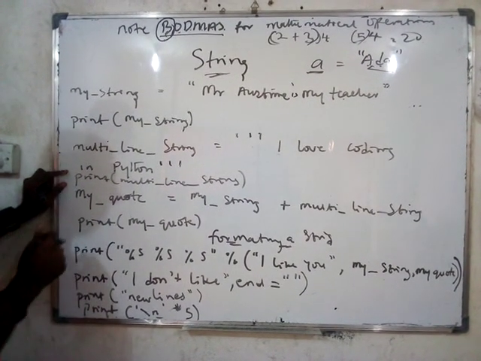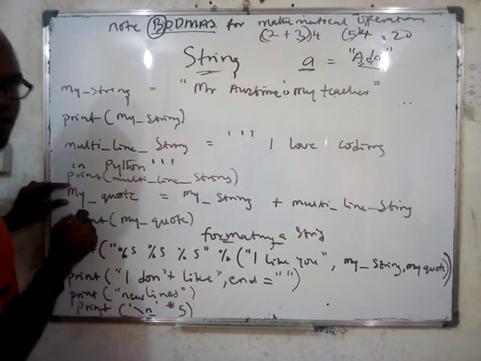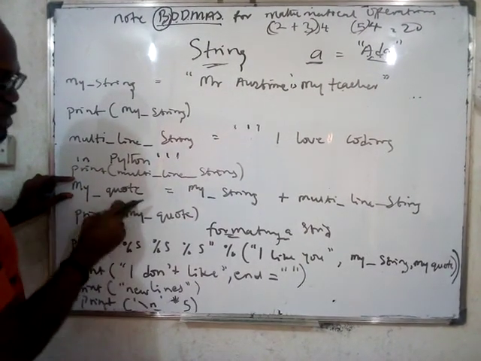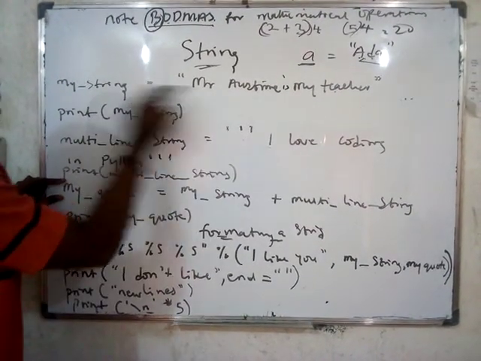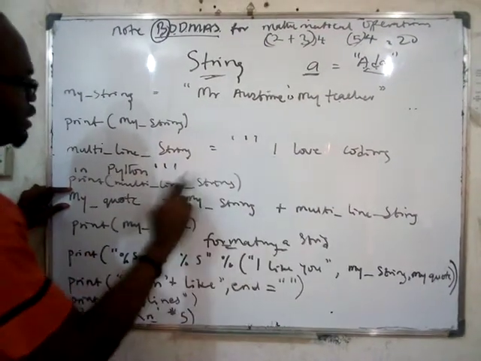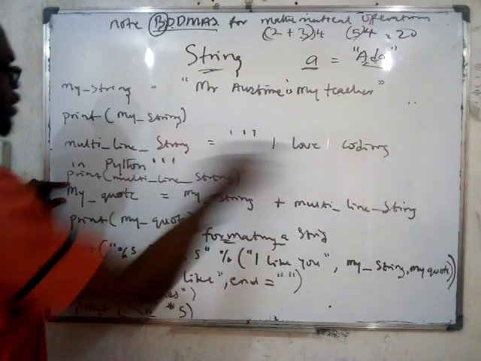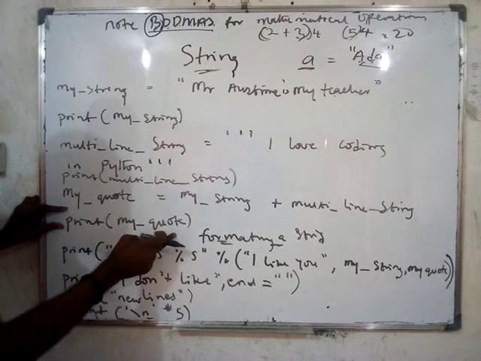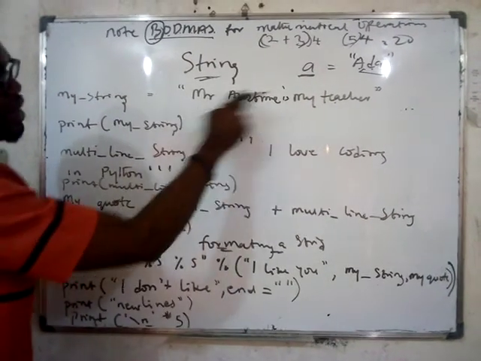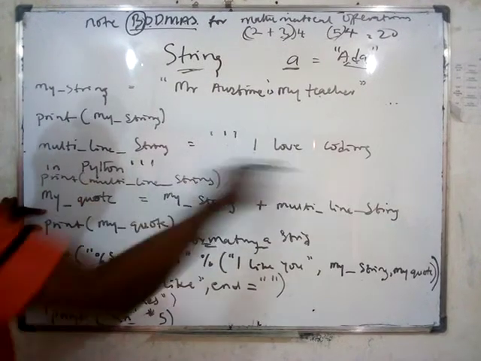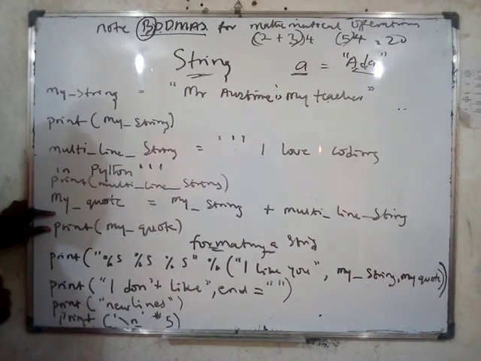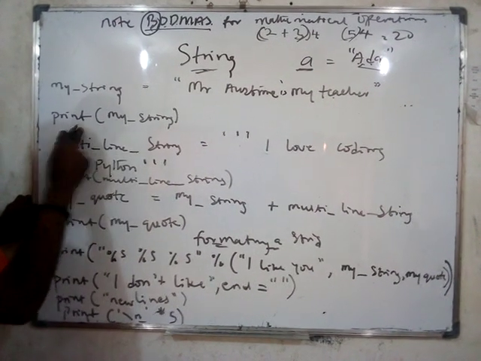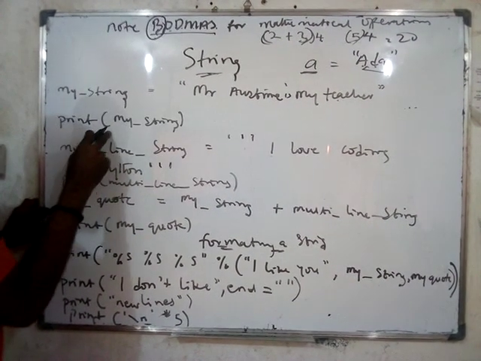Is that clear? Now you can also add 2 strings together using the plus sign. So this string, my quote, is the addition of the string, my string, which is Mr. Austin is my teacher, and another string, multi-line string, which is what? I love coding. So if you run this now, you will see what? If you print my quote, what will you see? Mr. Austin is my teacher. I love coding in Python. Is that clear? So whenever you want to print out a string, you see there is no quote again.